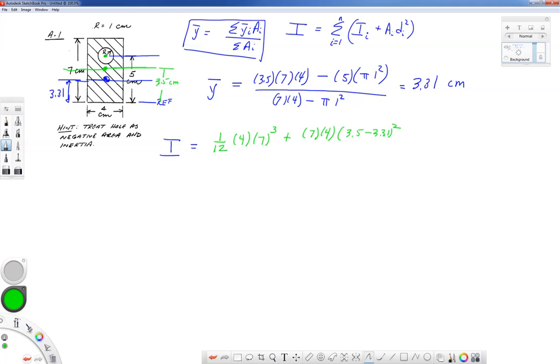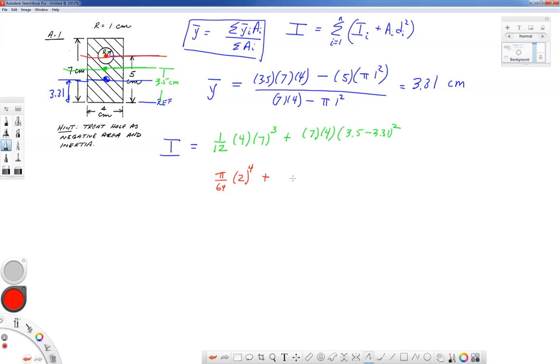squared. Now let's change over to red. Now I need to deal with the circle. Because that hole is treated like a negative area, I need to find the moment of inertia of a circle. Okay, for a circle, it's pi over 64 diameter to the 4th power. That's the way I remember it. So let me go pi over 64 2 to the 4th power.